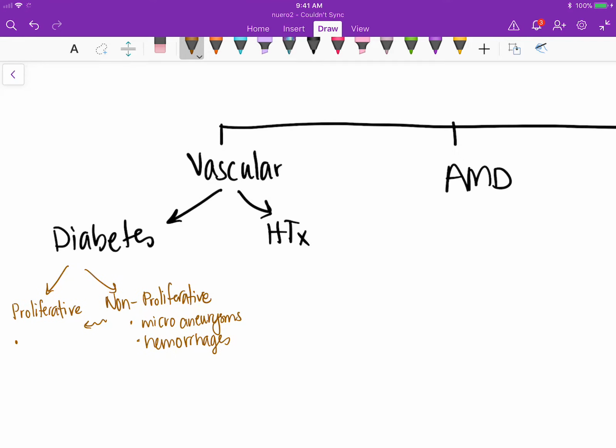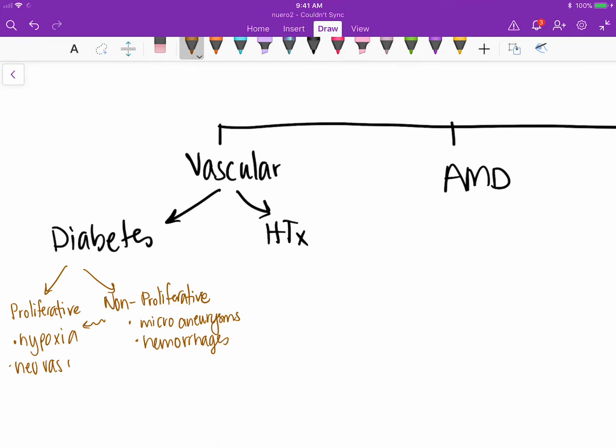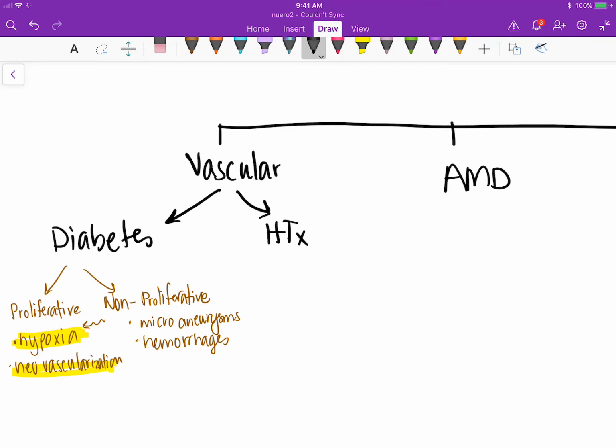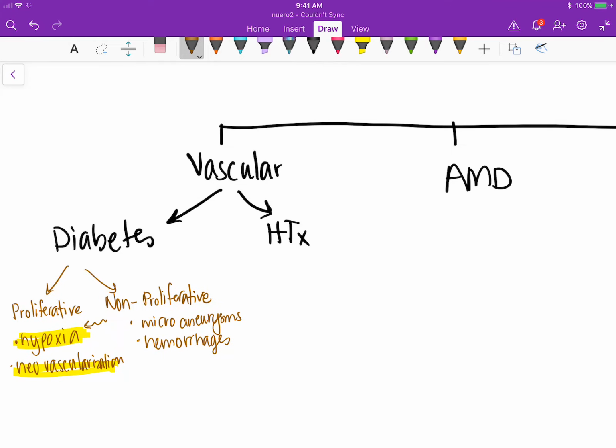Proliferative is usually because of hypoxia, and it has neovascularization. And to make it a little bit easier, I'm going to put this in a different color so you can see it. Neovascularization means that there are a lot of new blood vessels.